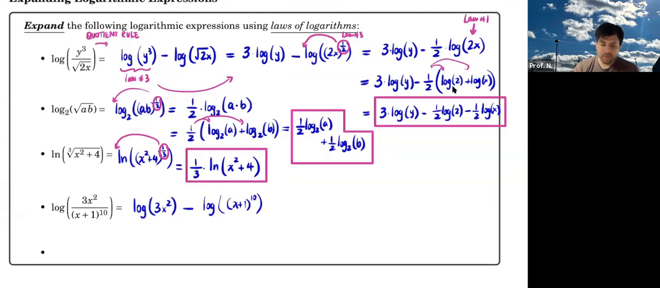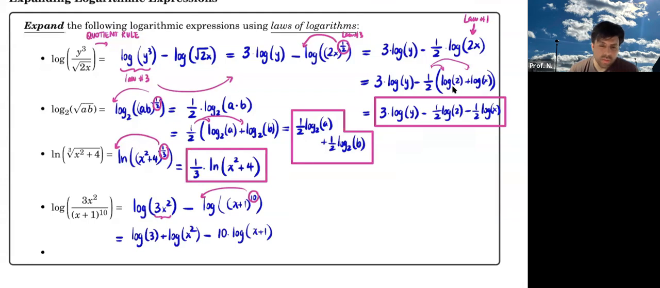Okay. And then what else do I notice? I notice that this guy here has a product, 3x squared. So I can split that up as a sum. So this is log of 3 plus log of x squared, minus. Now, what do I notice about this expression here? I have an exponent inside, so I can apply the power rule, or law number 3. So this 10 now can be placed in front. And I get 10 times log of x plus 1.